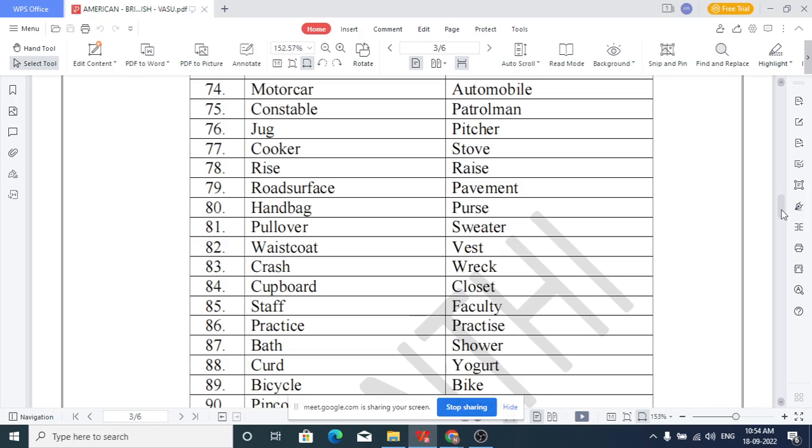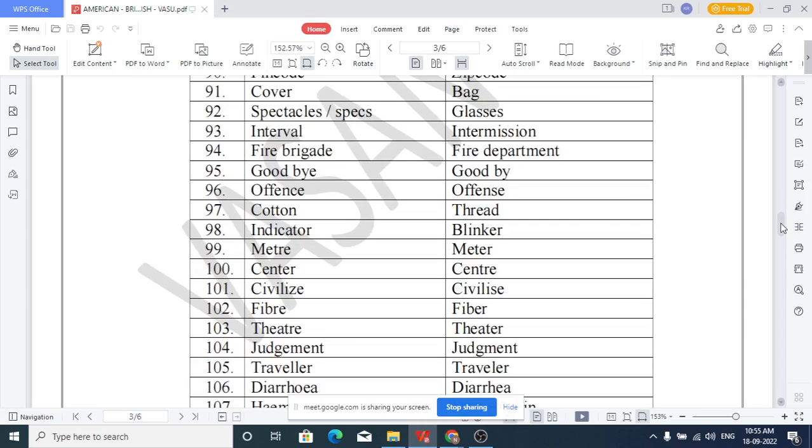Bicycle, bike. What we call a bicycle here is called a bike in America. When my son said, "Appa, I bought a bike," I was wondering if he had bought a scooter bike like that. Then he showed the photo, and that is a cycle. So likewise, okay. Next.